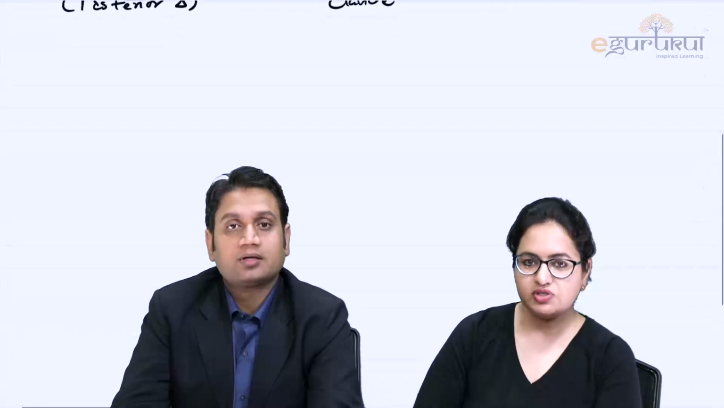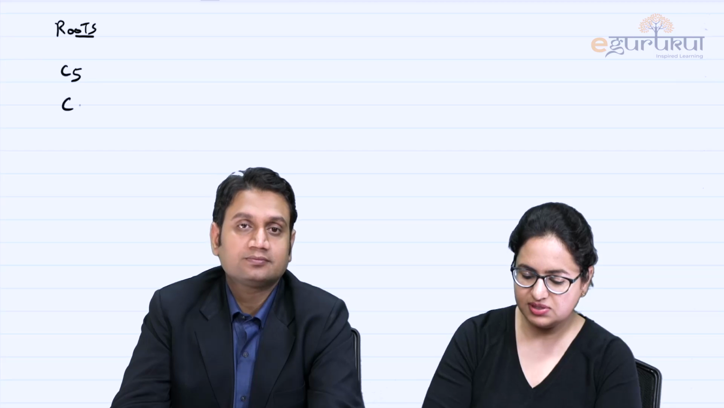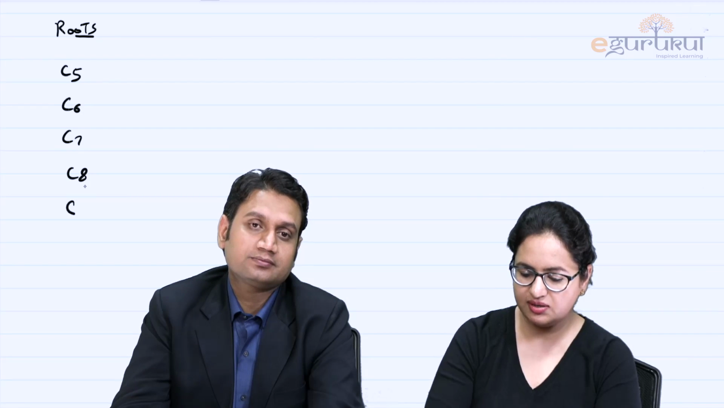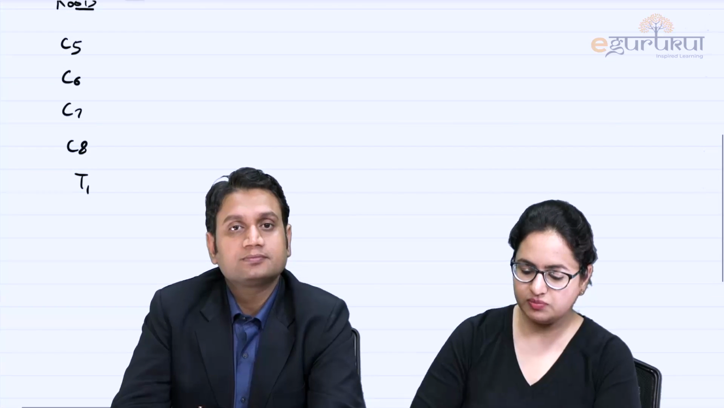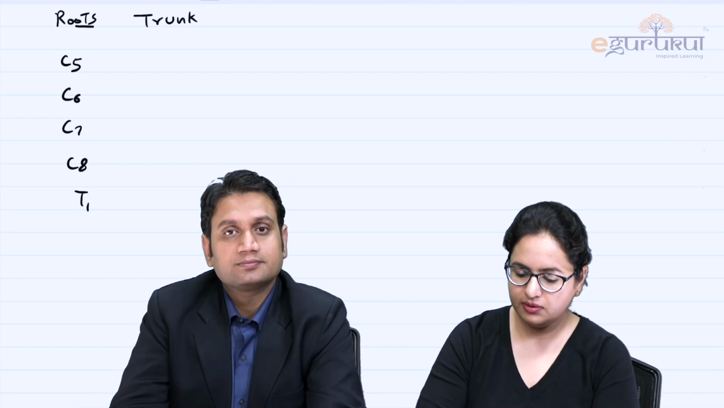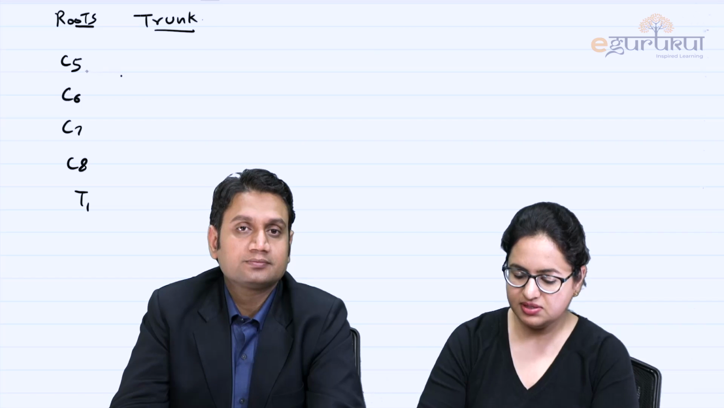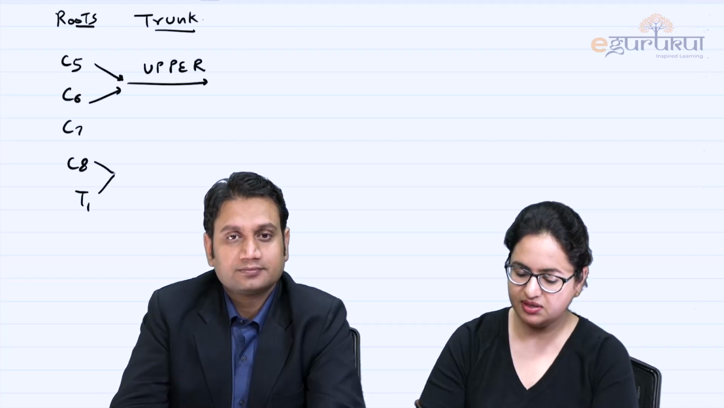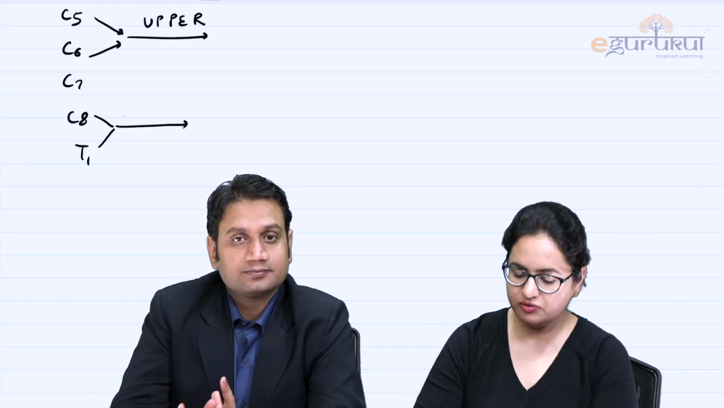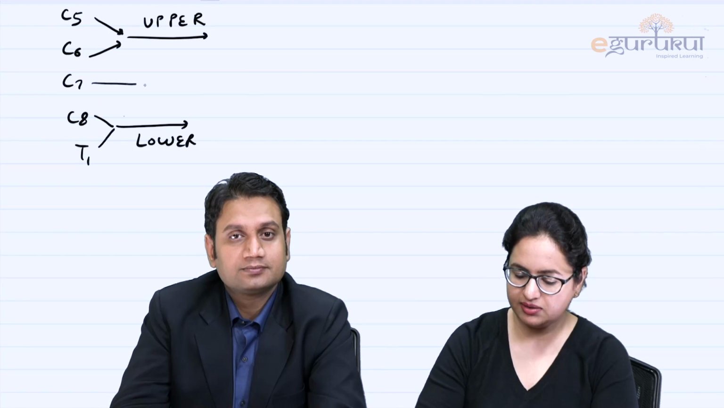Now we will further see the formation of this brachial plexus. The roots, as mentioned, are C5, C6, C7, C8 and T1. The roots lead to the formation of trunks. C5 and C6 lead to the formation of the upper trunk. The lower two, C8 and T1, lead to the formation of the lower trunk. And C7 continues as the middle trunk.